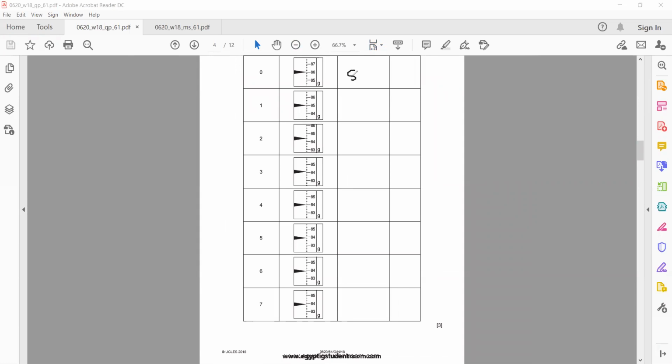So this was 86, 85, 84.4, 84.1, 84, 83.9, and then 83.9, and 83.9. The loss in mass was 0.